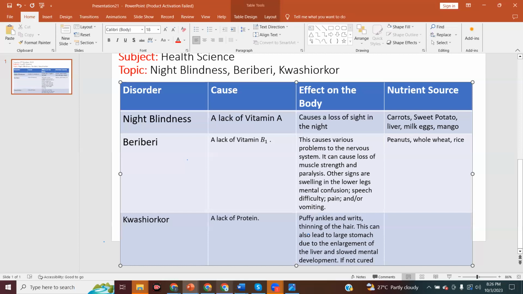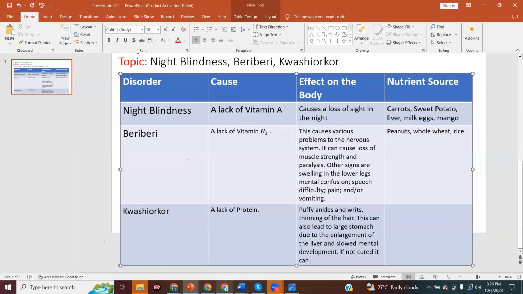If not cured, it can lead to death. Okay. So where can we get protein from? Eggs. Meat. Fish. So meat, definitely. Fish. Nuts. Nuts, yeah, nuts.